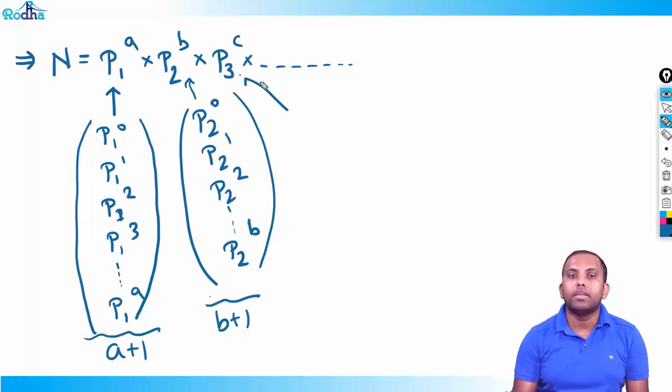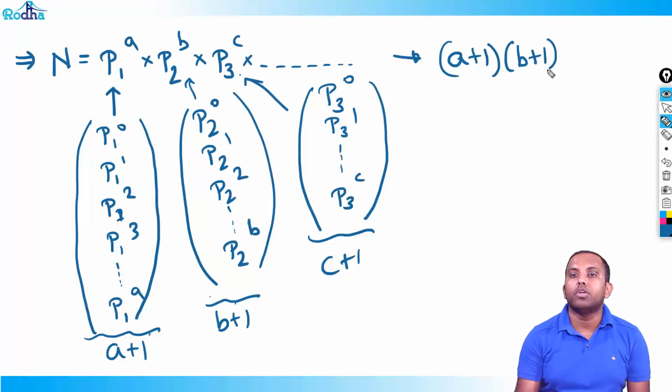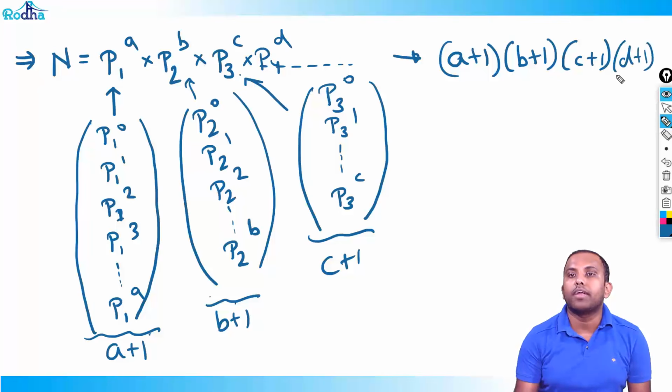Similarly, P3 raised to C: P3 raised to 0, P3 raised to 1, up to P3 raised to C. 0 to C is C plus 1 terms. So total how many factors? A plus 1 into B plus 1 into C plus 1. Suppose there are further prime numbers, say P4 raised to D. Then again into D plus 1 will be here, and so on.